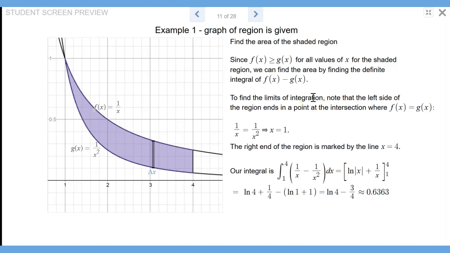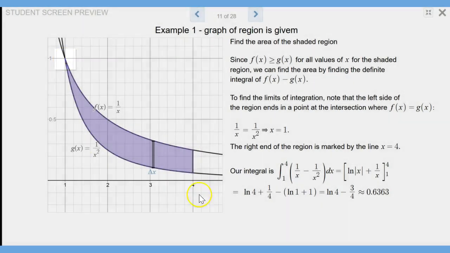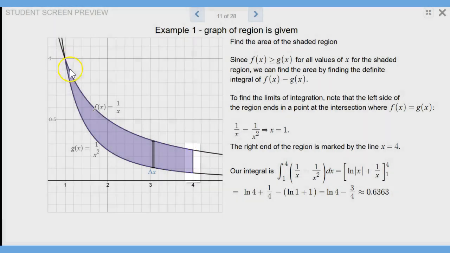The type of problem you'll be given is where you're given the region. To find the area, we notice that my graphs intersect at 1, 1 over here on the left. They don't intersect on the right, but the graph is shown to be cut off here at x equals 4. My graph at the top is 1 over x, and my graph at the bottom is 1 over x squared. Notice that 1 over x lies completely above 1 over x squared on the interval 1 to 4.